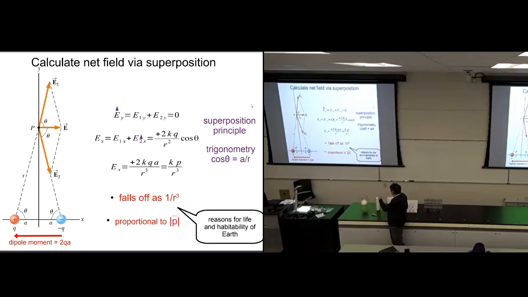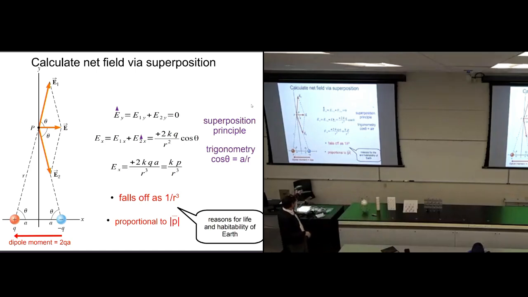It's only in the horizontal direction you get a field, so we've got Ex equal to E1x plus E2x. I've got to add these together. And if I add those together, I get this little expression here: 2kq divided by r squared times cosine theta. It's just the sum of two equal terms that were kq over r squared times cosine theta. I apologize, I don't know what these little hats or arrows are on here. It must be left over from something else.